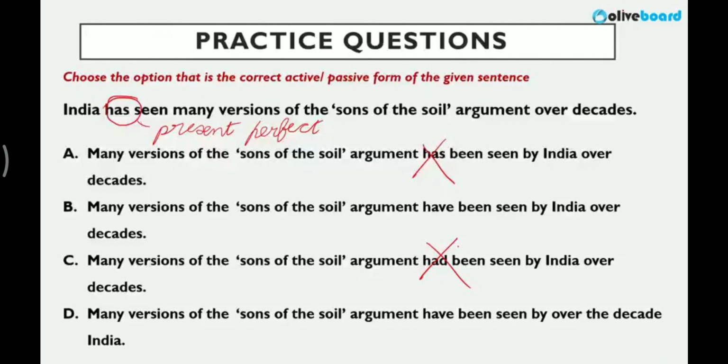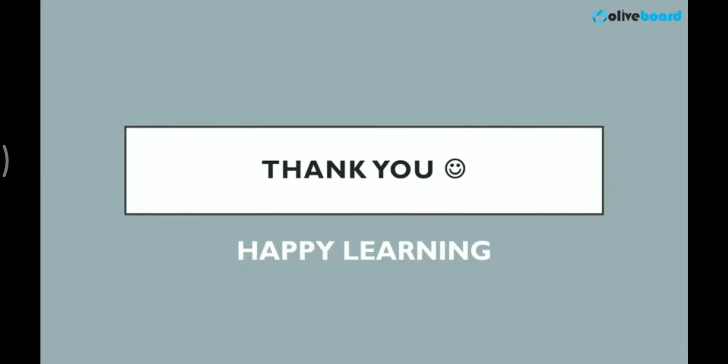"Have been seen by over the decade India" is the wrong part. "Over the decade India" makes no contextual sense. So the answer you got very easily is B. See here, "have been", because we are talking about many, plural, plus the third form "seen", right? By India over decades. Without changing the meaning, just follow the rules simply. This was your active and passive voice.